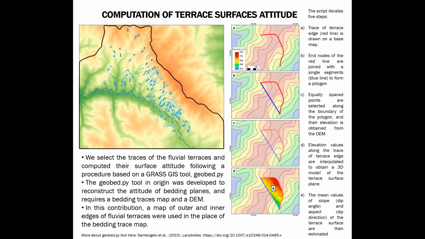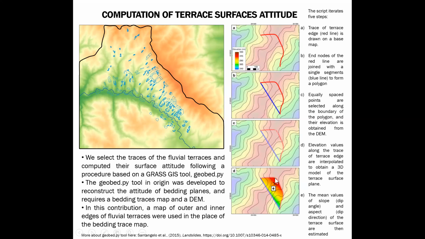The procedure is based on a script that iterates 5 steps. First of all, the trace of the terrace edge is drawn on a base map, and nodes of the red line are joined with a single segment, blue line, to form a polygon. Equally spaced points are selected along the boundary of the polygon, and their elevation is obtained from the DEM. In this case, we use TINITALY as a DEM of 10 meters resolution.